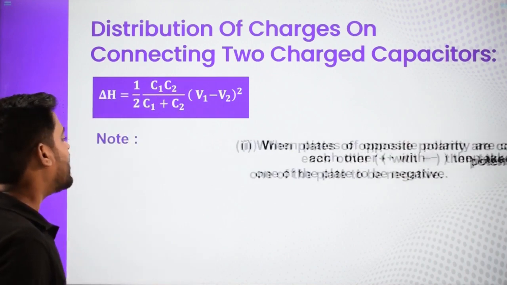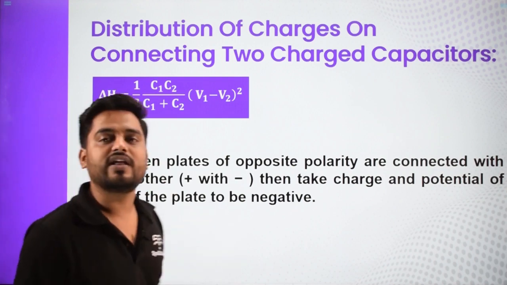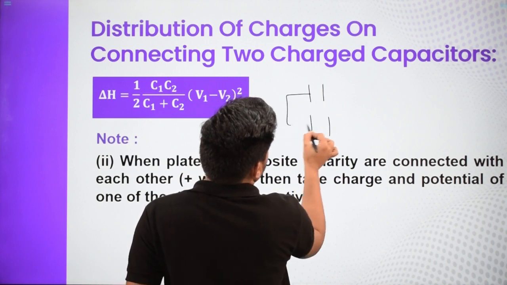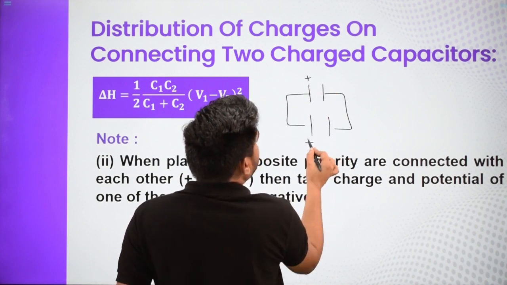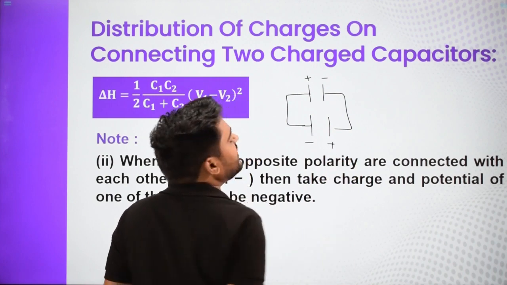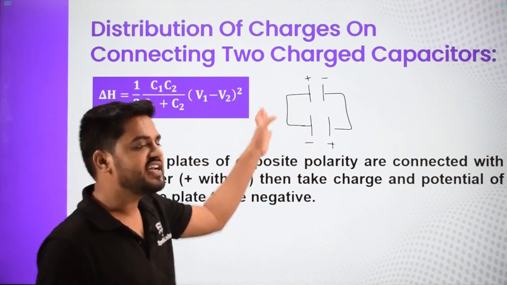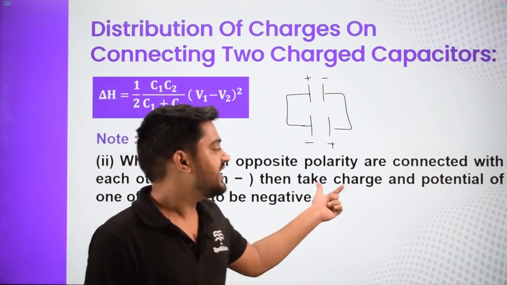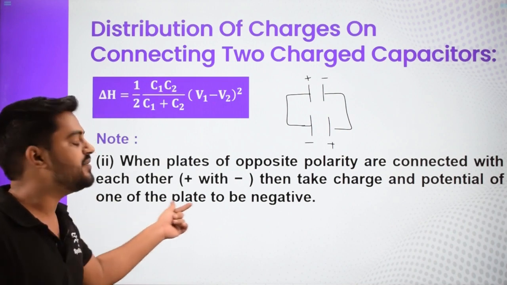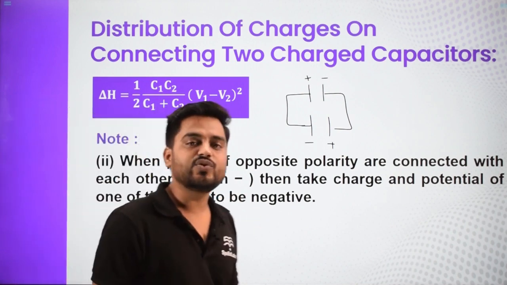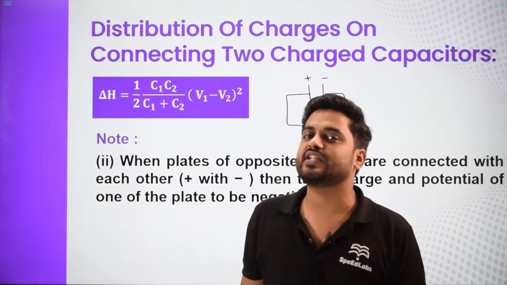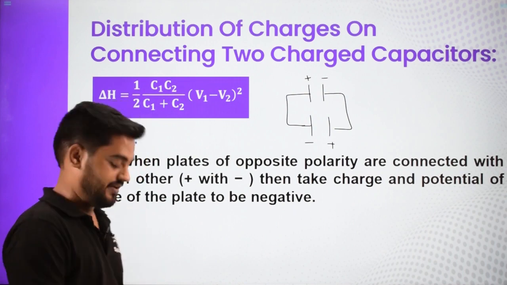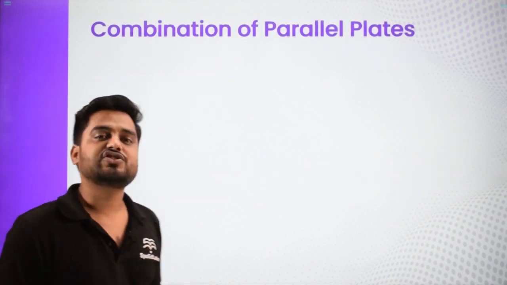Now next, what if the plates of opposite polarity are connected like this? Positive with the negative plate of the other capacitor, and negative with the positive plate of the other capacitor. Then charges will redistribute, but you just need to take care to take the charge and potential of one of the plates to be negative. So wherever Q2 is written, you write minus Q2, and wherever V2 is written, you write minus V2 over there. So this was the redistribution of the charge.